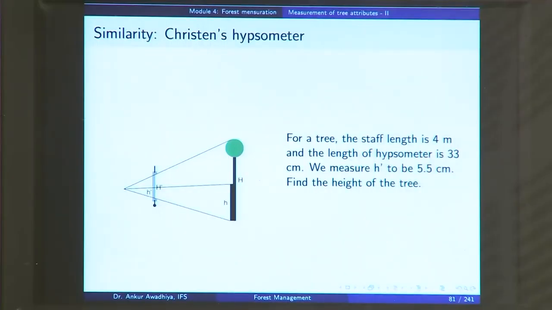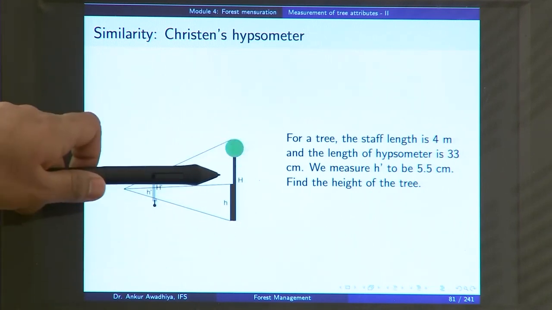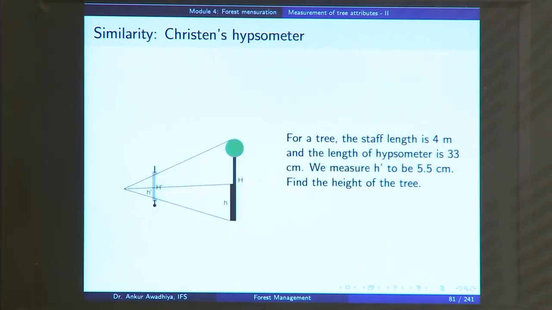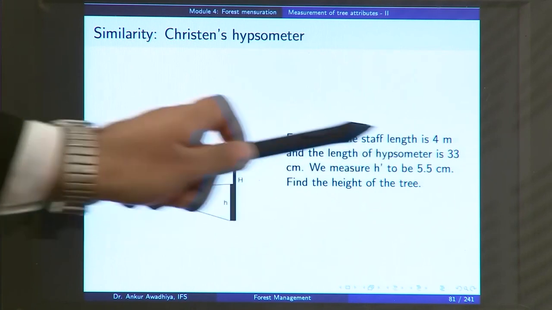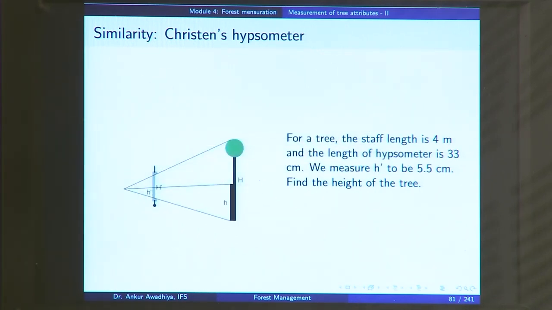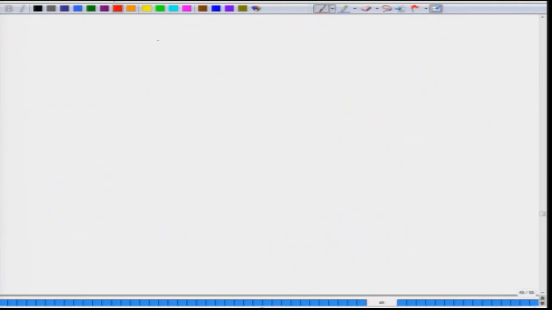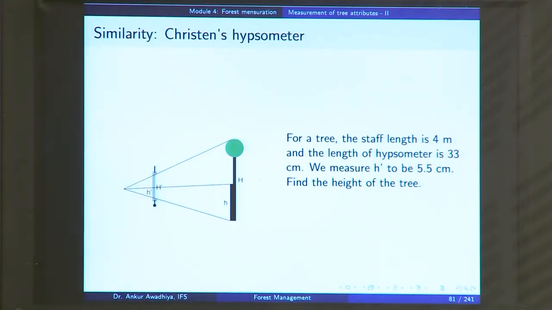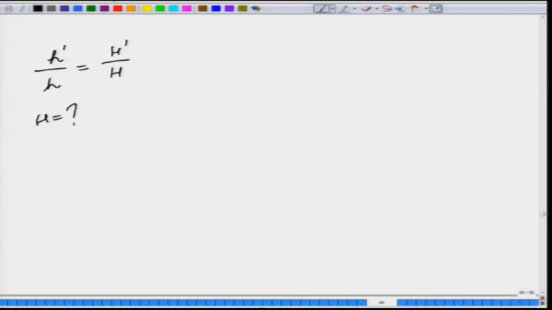So, let us now look at an example. Now, in this case, the staff length, this much or the small h, is 4 meters. The length of the hypsometer is 33 centimeters, which is your capital H prime, and we measure small h prime to be 5.5 centimeters. Find the height of the tree. So, we are going to make use of this equation. So, you have small h prime by small h is equal to capital H prime by capital H. And in this case, what we know is that we want to find out capital H. So, capital H is question mark.